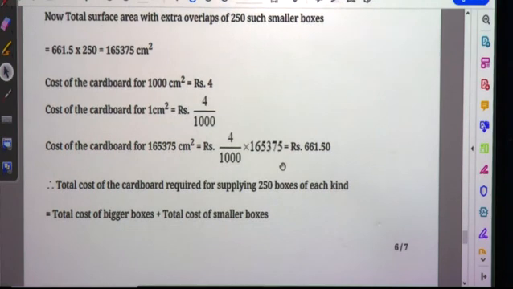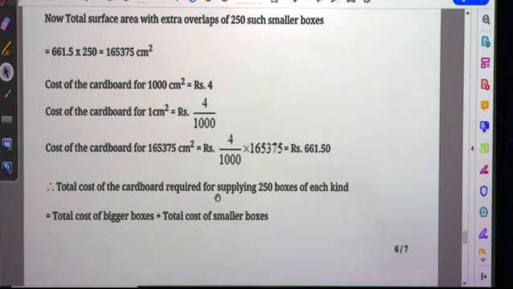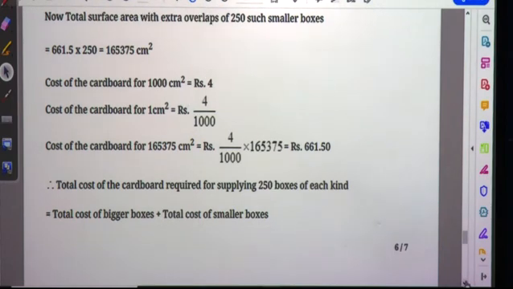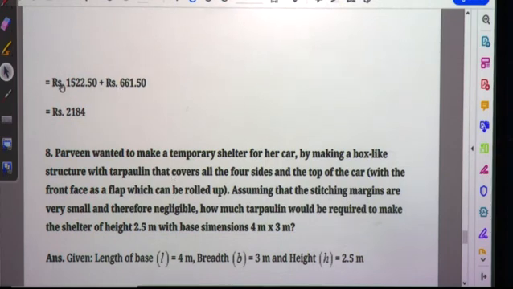So, total cost of cardboard required for supplying 250 boxes of each kind: total cost of bigger boxes plus total cost of smaller boxes is equal to rupees 1522.5 plus rupees 661.5, which is equal to 2184. This is the total cost. The total cost is rupees 2184. Let us proceed to the next question.